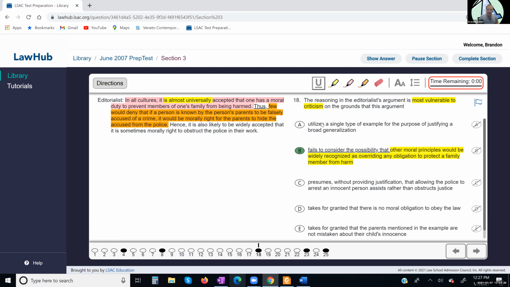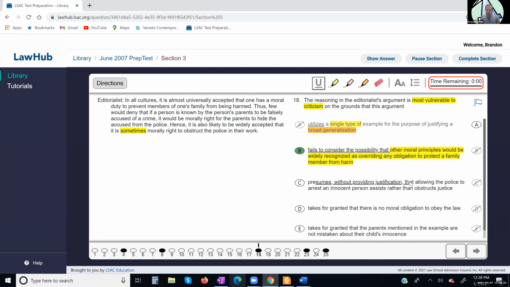Okay. A is saying it utilizes a single type for the purposes of justifying a broad. So they're going from a single to a broad. We have to ask, is that a jump? But the conclusion is not about a single. The problem here is not the single to justify the broad, because the conclusion is that it's sometimes morally right. So if that one example would have been enough to validate that broader moral right, we do have to realize that there is this acceptability of using a single type to make a broad generalization of sometimes happening. That wouldn't be a flaw. That would be acceptable. So that's why A would be wrong.